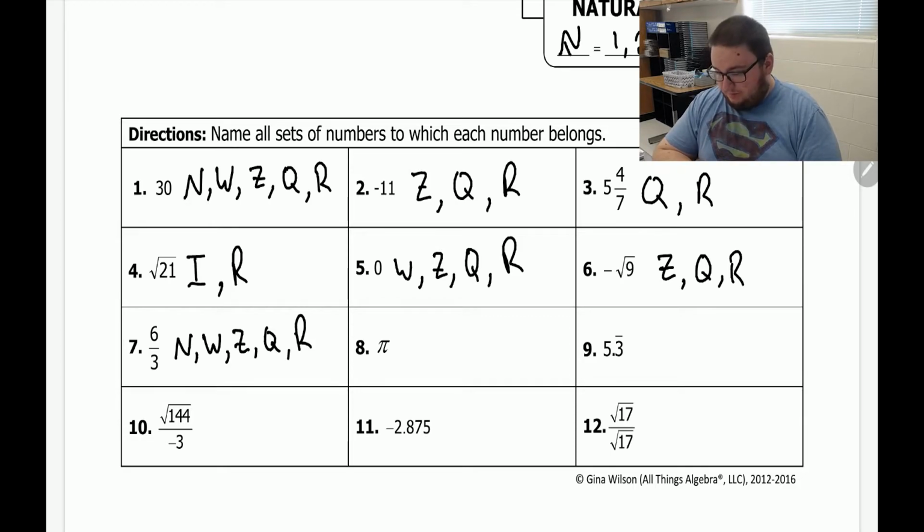Moving on to number 8, pi. Pi was one of our examples for irrational numbers, so we know that it's irrational. So that means that it's part of I and R.